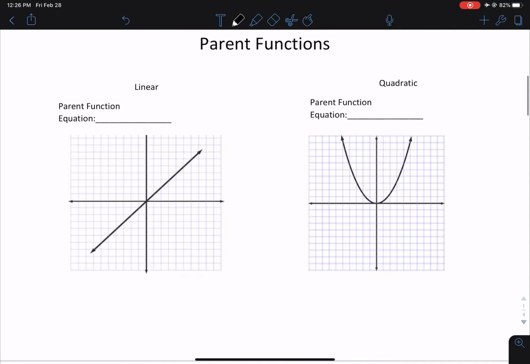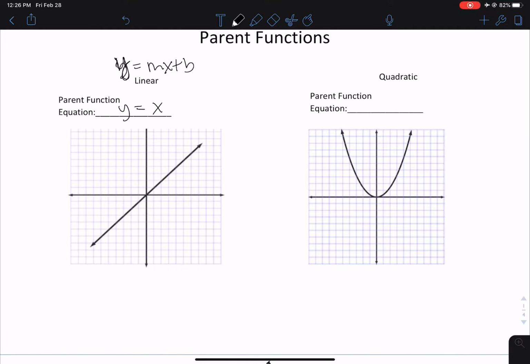So now we're going to talk about the parent functions of the two. Remember, the parent is like the mama bear. When we add numbers, for example, in linear, we had y equals mx plus b. The parent function is y equals x. When we start adding numbers in for m and b, our parent function starts moving up and down and to the left and to the right and so on. So the parent is the original, the one in the middle, okay?